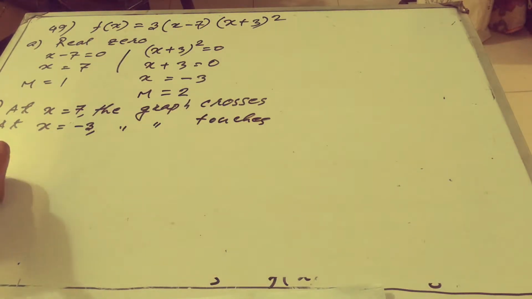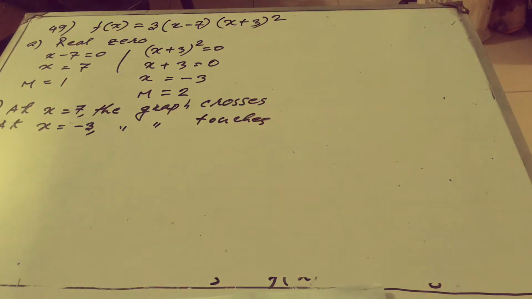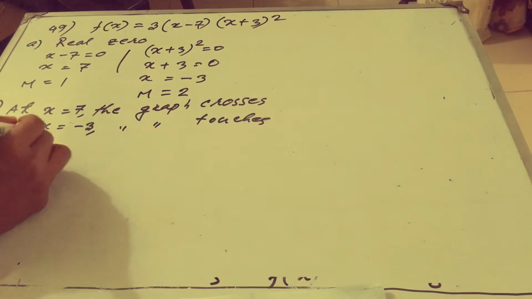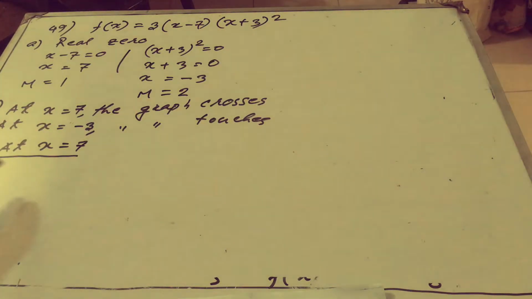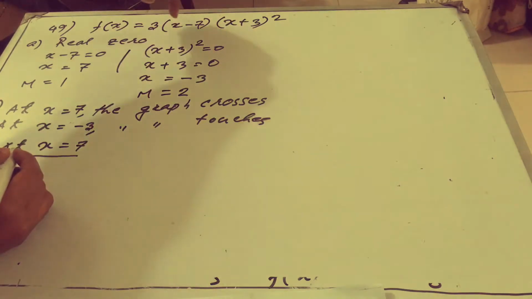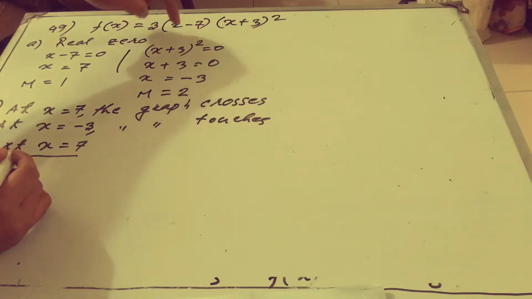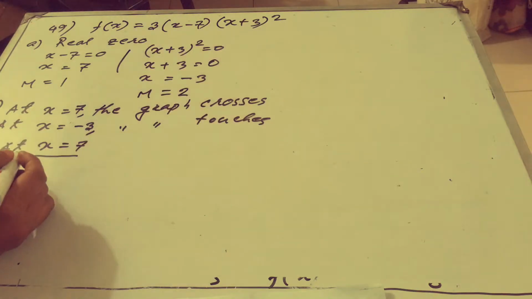Then let's do part C. Part C is: determine the behavior of the graph near each x-intercept. So how do we find the behavior? Let's first find out what happens at x equals 7. That means we have to put x equals 7 in the function. We cannot put it into the factor (x minus 7), because we obtained x equals 7 from this factor, and if we put it again, this becomes 0.